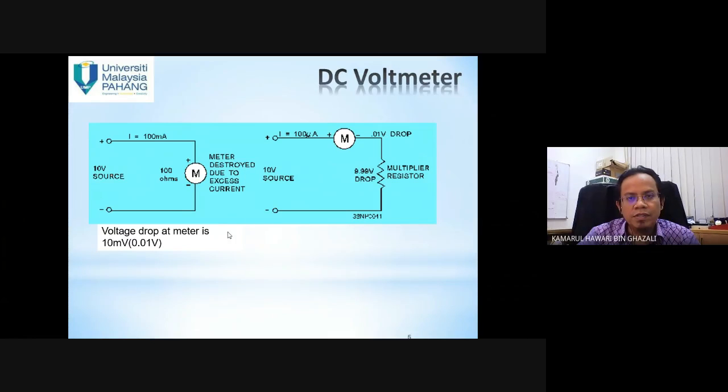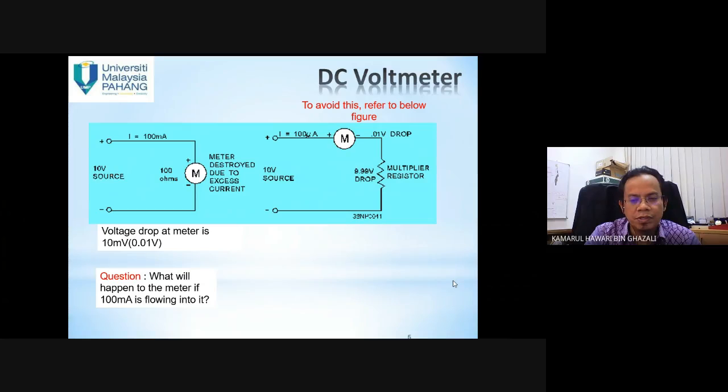So if you have this DC voltmeter, if you put this meter here and you put this here, what's going to happen? What will happen to the meter if 100 milliampere is flowing into it? It will be destroyed.